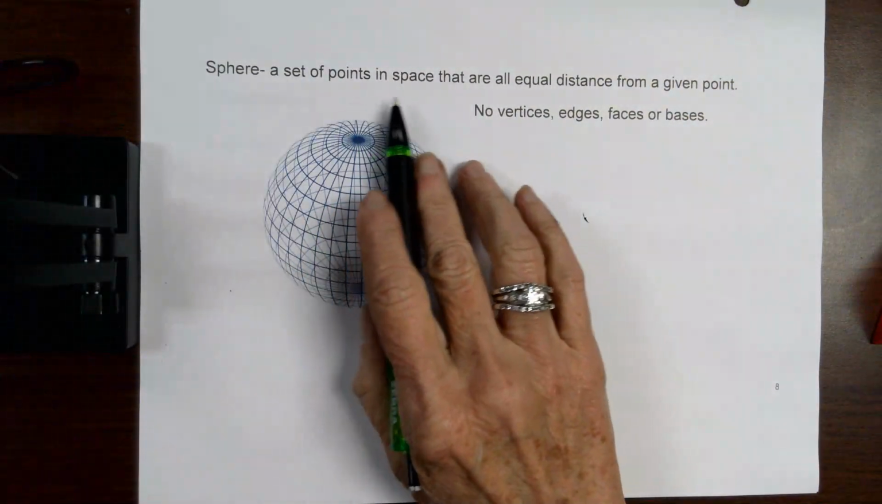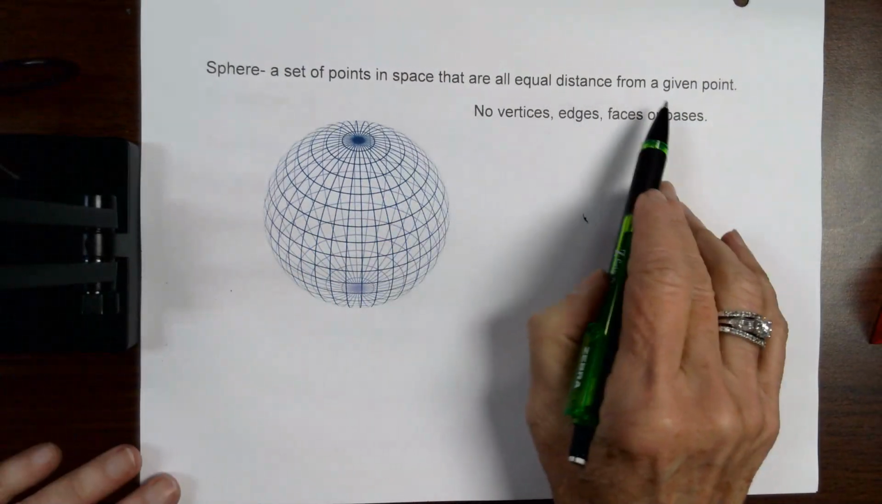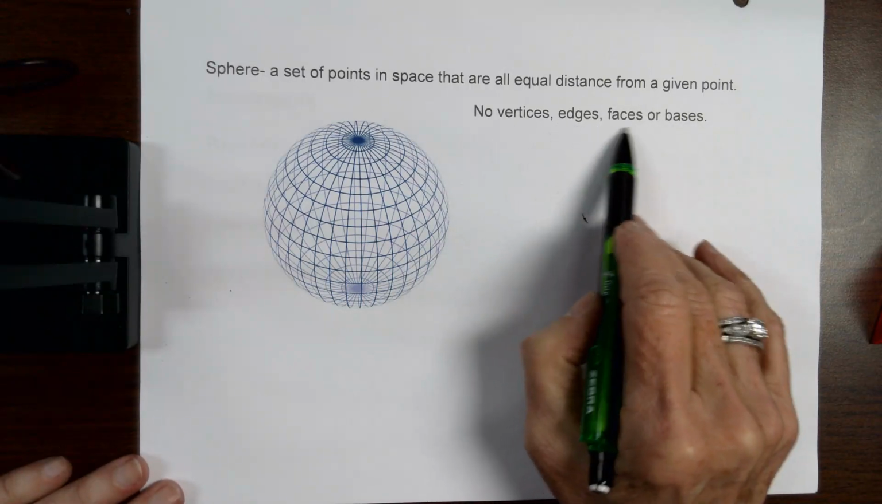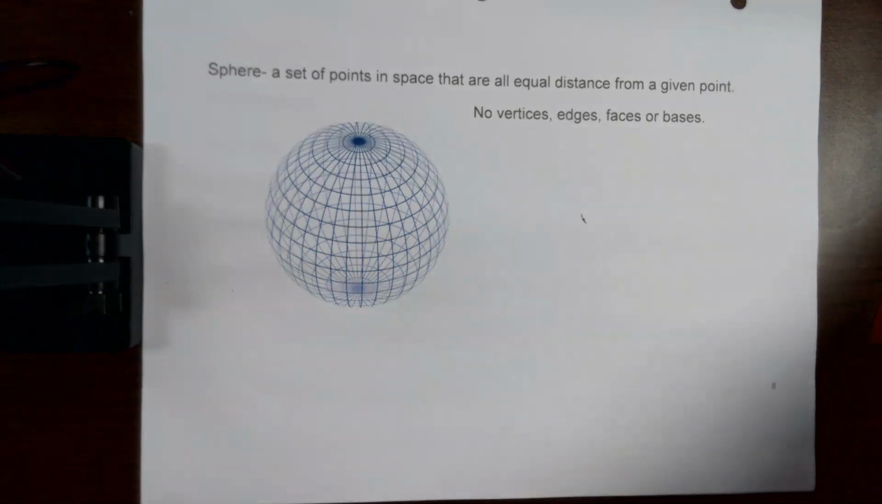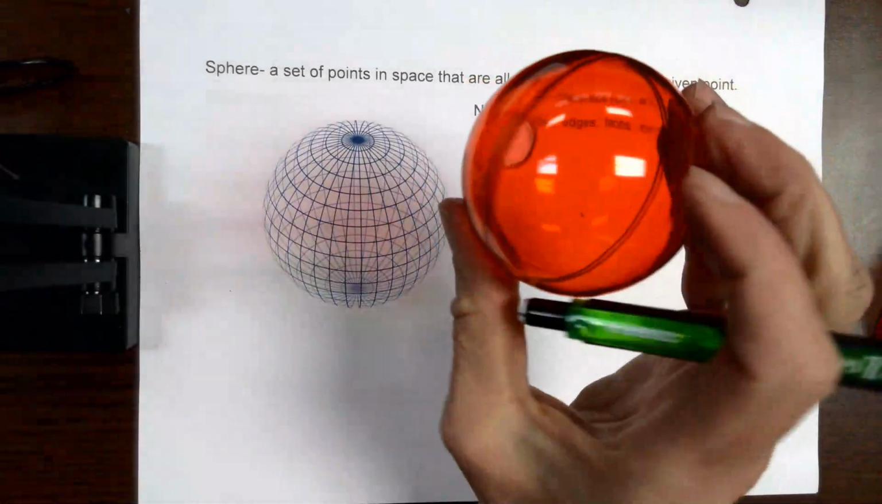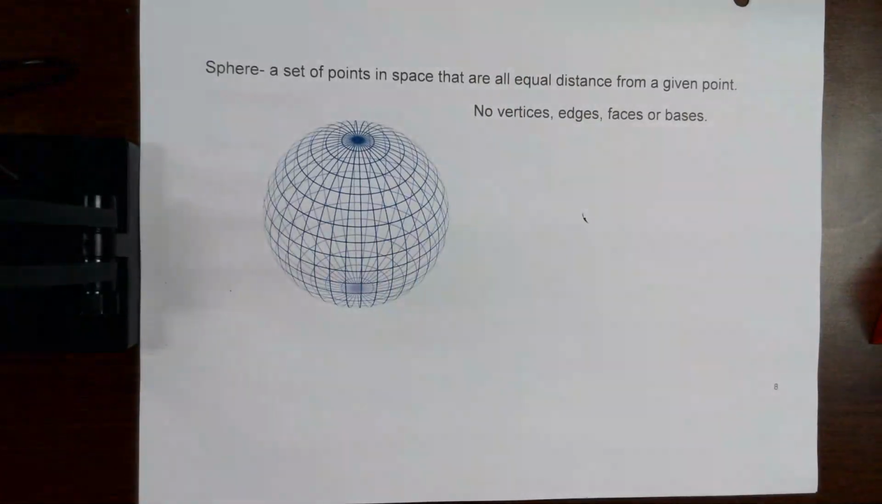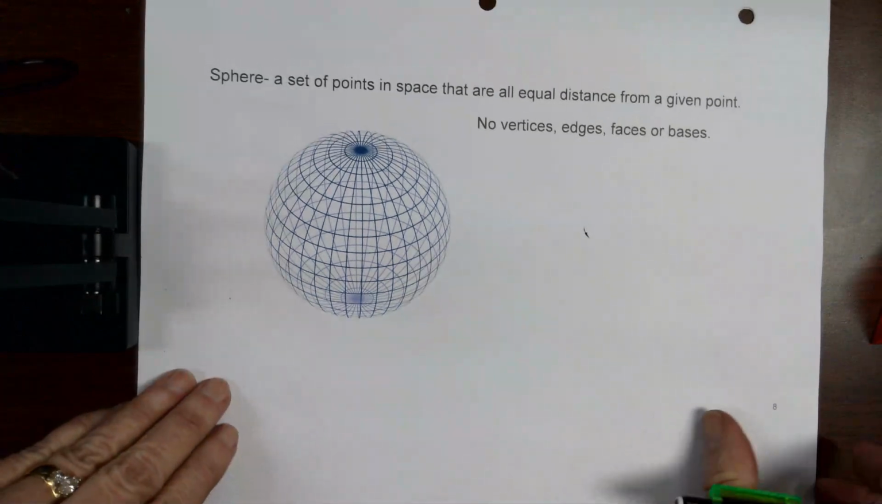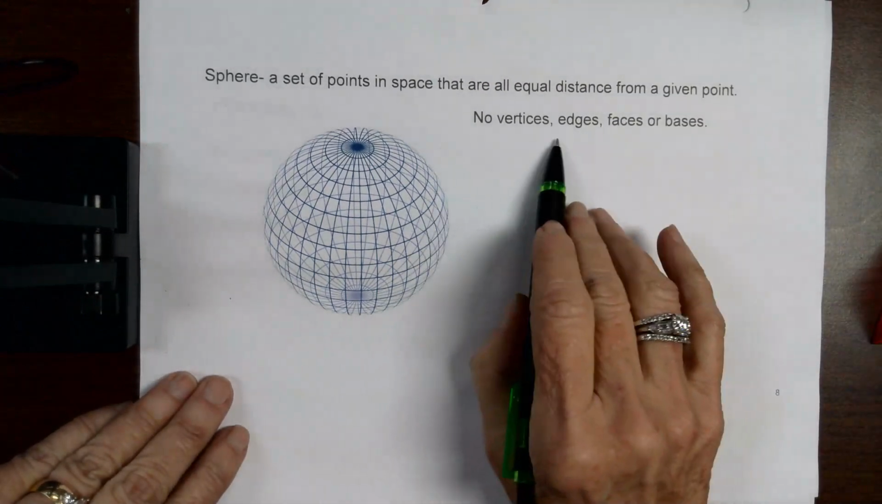A sphere is a set of points in space that are all equal distance from a given point. There's no vertices, no edges, no faces, and no bases. In other words, this is a ball, okay? Because there's no polygons, there's no points, so therefore, no vertices, no edges, no faces, or no bases.